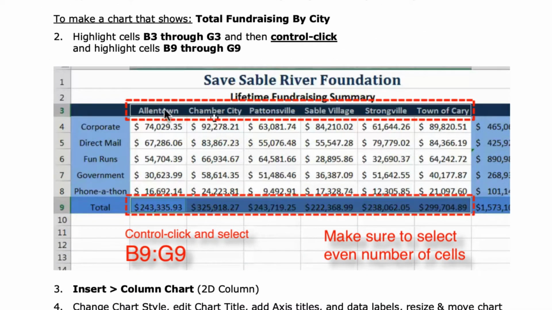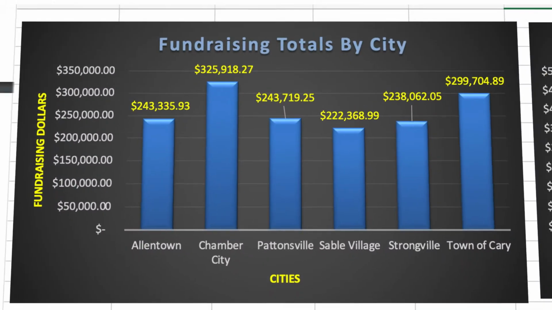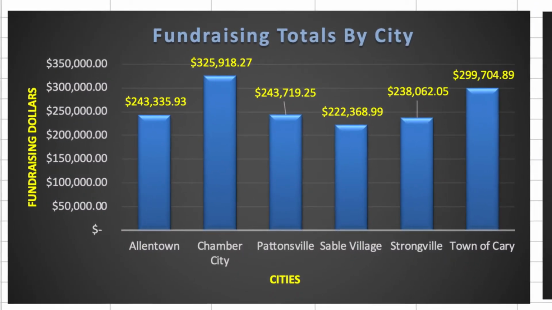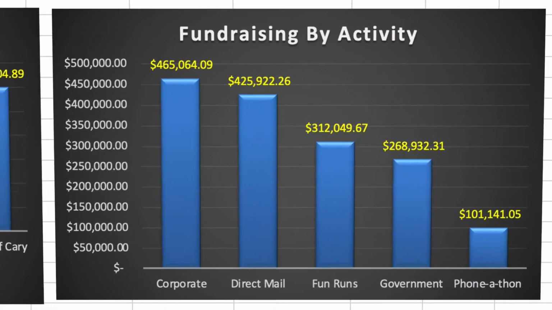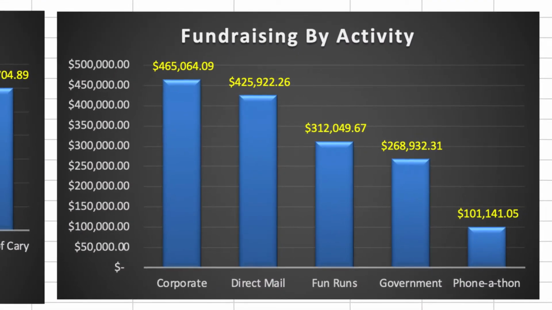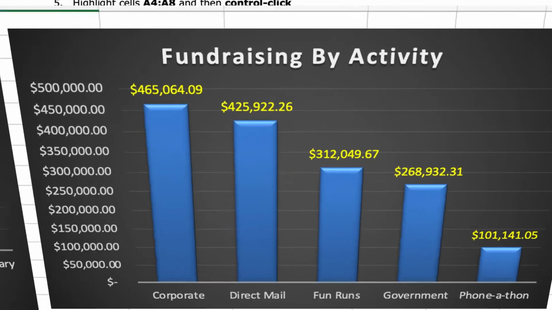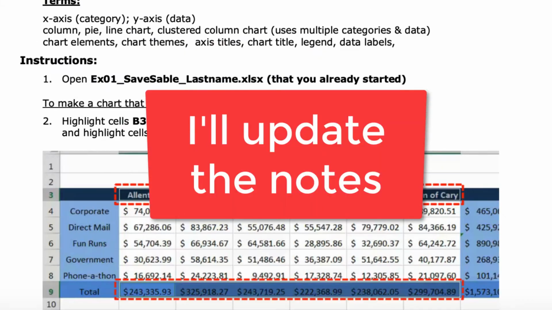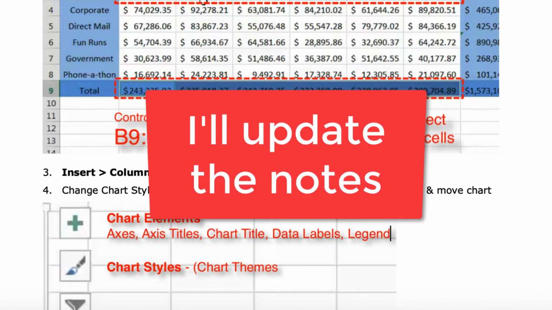We're going to make one chart from the cities and the totals at the bottom, and then we're going to make another chart that uses the fundraising by activity. And I guess maybe looking at this you wouldn't know that either, so I'm going to do two charts on this when we're done in Google Sheets. So I'll try to follow this as much as I can.